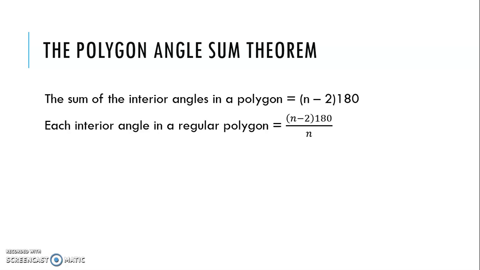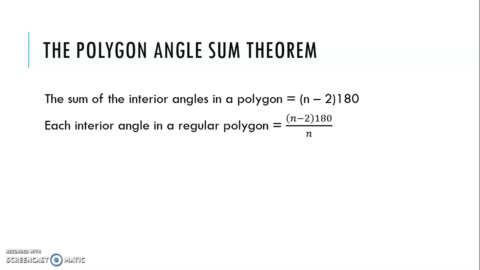Welcome to Geometry, Lesson 6-1, Part 2, Properties and Attributes of Polygons. In this video, we're going to talk about how to find angle measures inside a polygon and outside of a polygon. So we're going to start off with the polygon angle sum theorem.